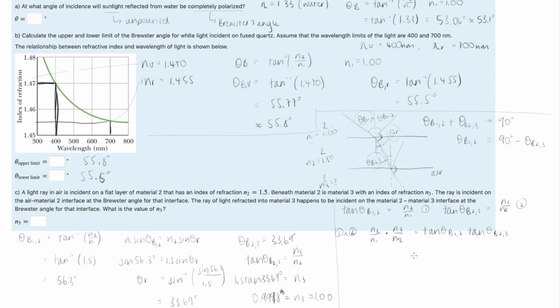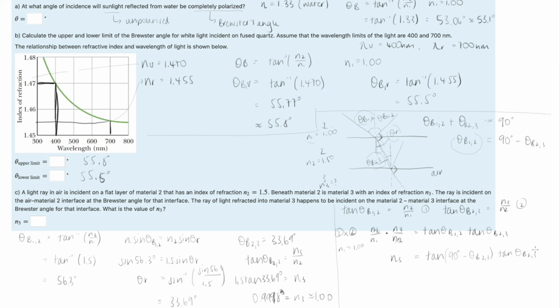So what we can do is cancel these, and we can say N1 equals 1. So we can say N3 equals tan of 90 degrees minus the Brewster angle between materials 2 and 3, times tan of the Brewster angle between materials 2 and 3. Now let's actually sub this in.